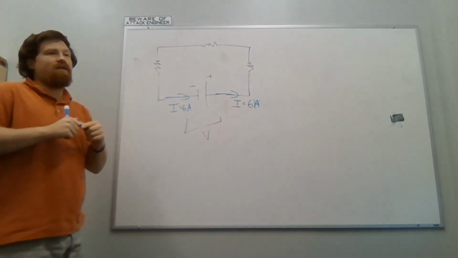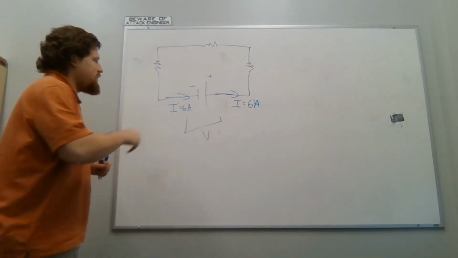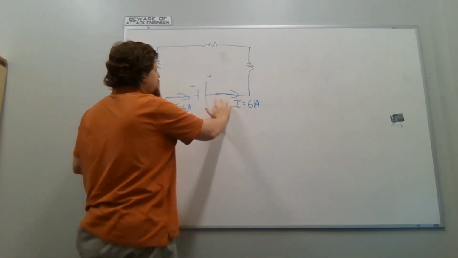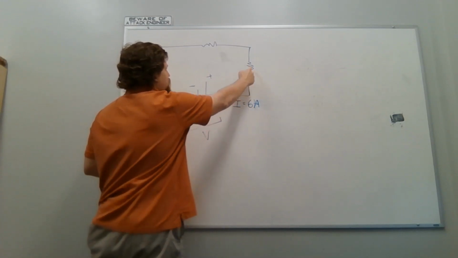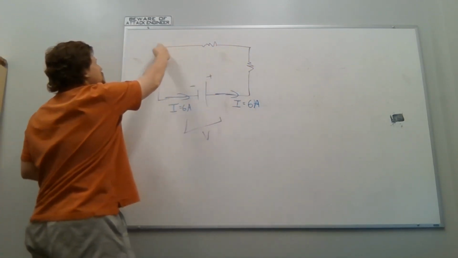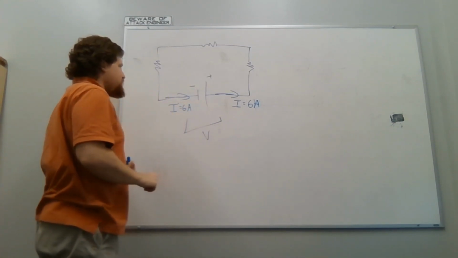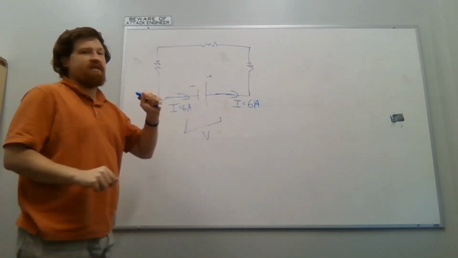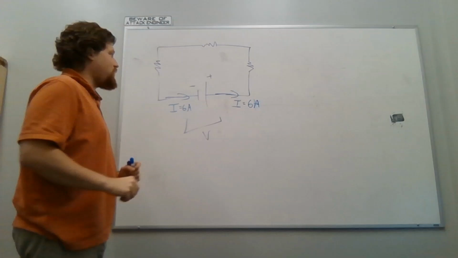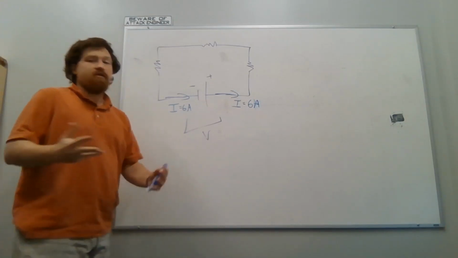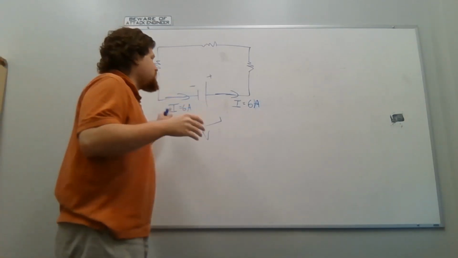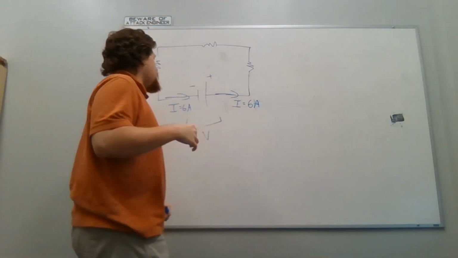There's only one path to follow through in a series circuit. So this 6 amps of current is going to travel through every single element and then come back to the battery. So every single element in the circuit is going to get 6 amps worth of current. So in a series circuit, the one amount of current just flows around the whole circuit and then comes back to the battery.